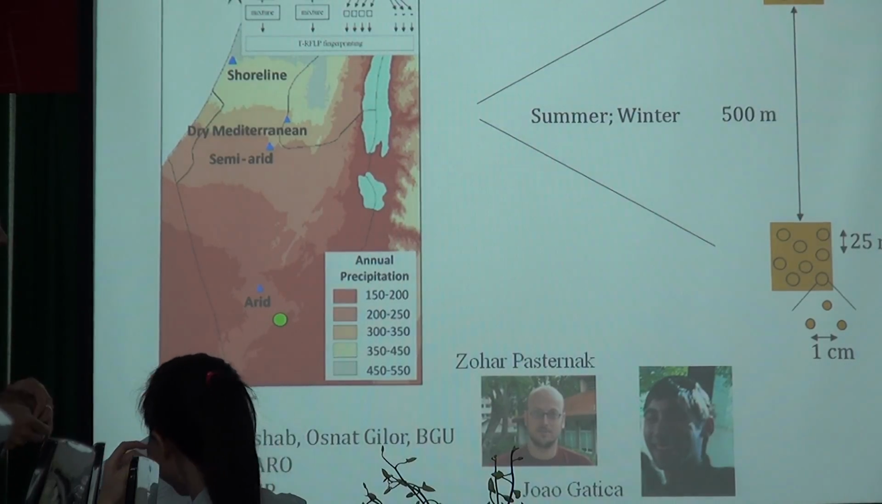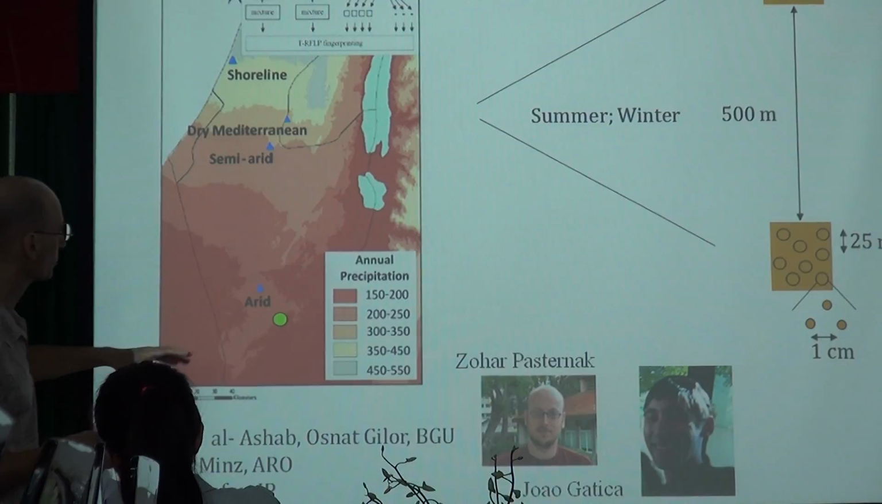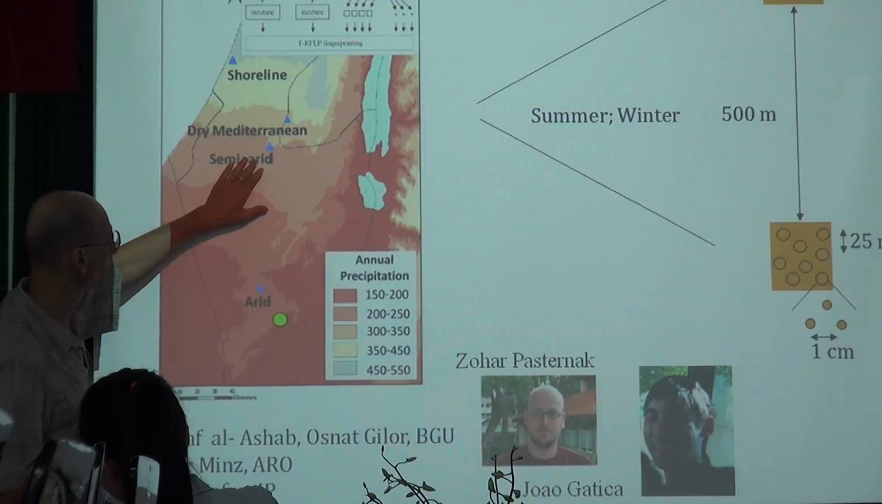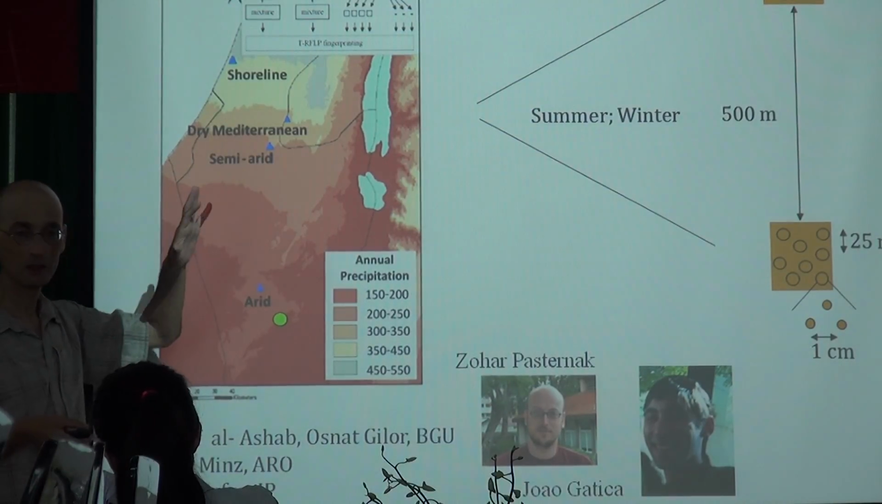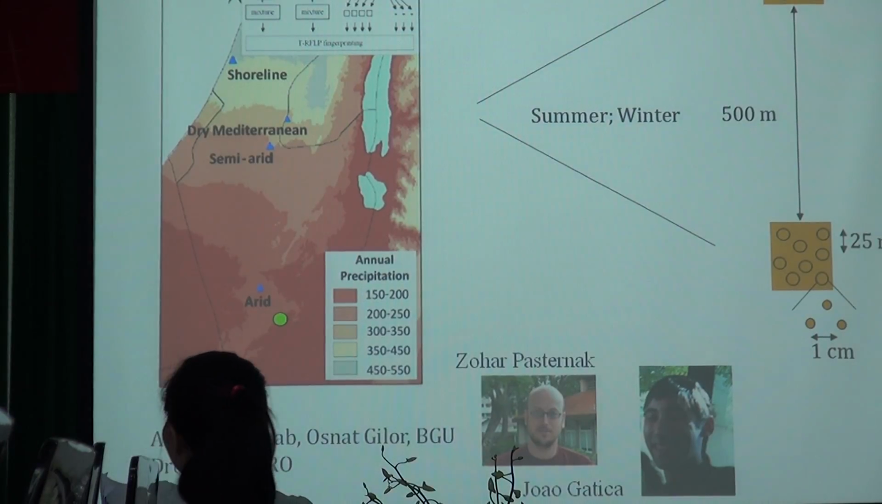Okay, so what we did in the first place, we have very peculiar soils in Israel. As I mentioned earlier, half of the country is dry, so it's a desert. So we looked at whether we can compare between different types of arid or semi-arid soils, arid and dry.